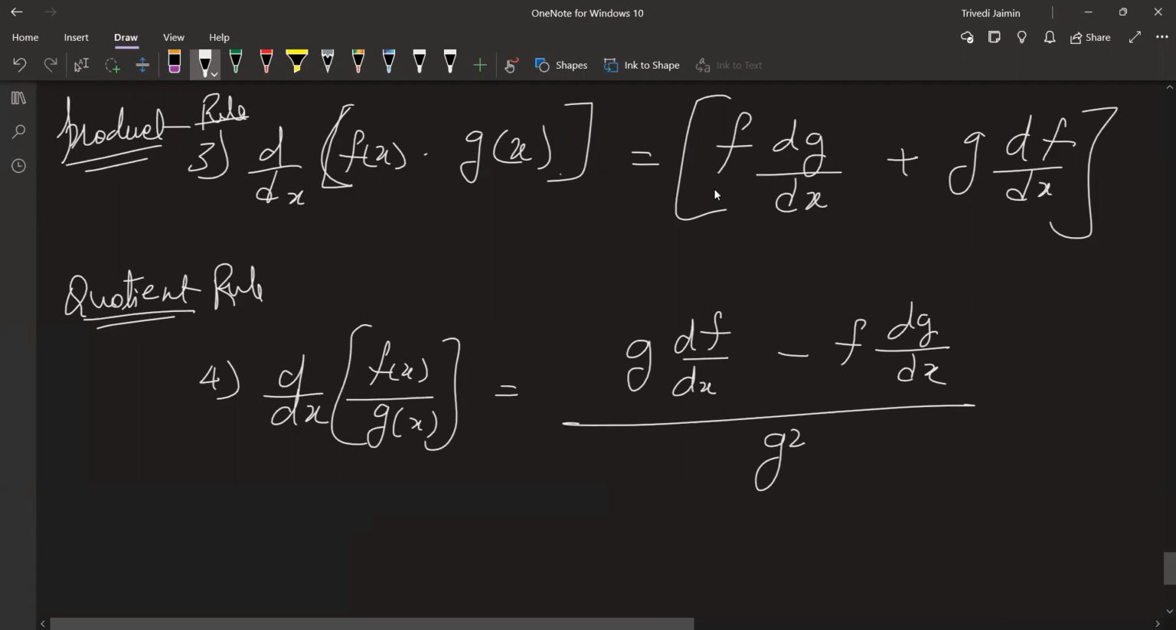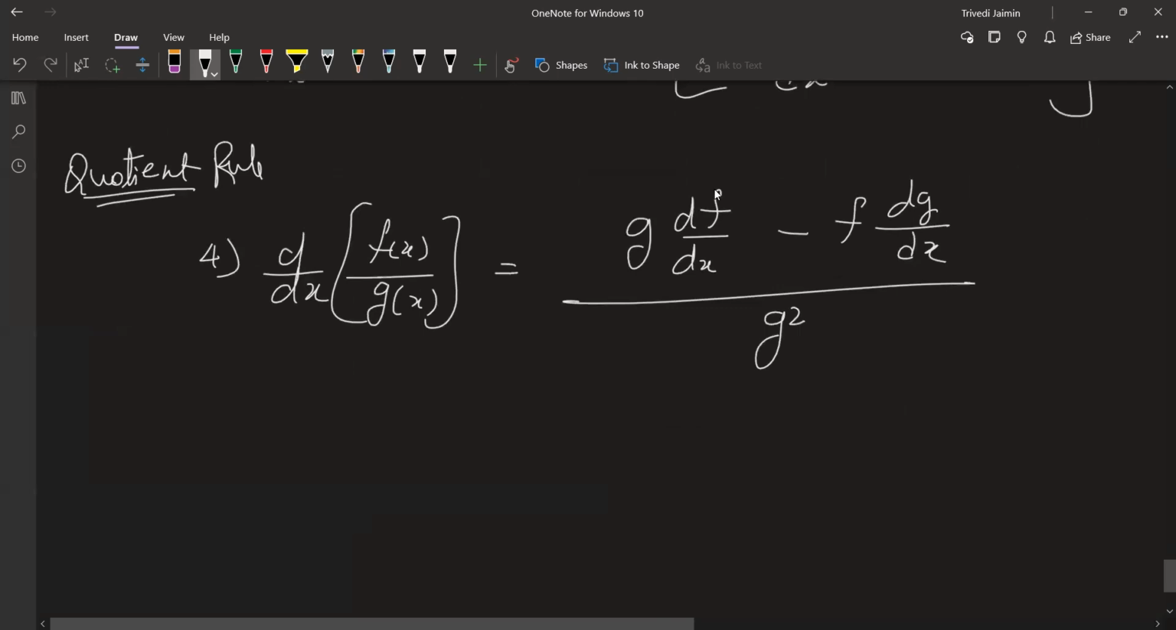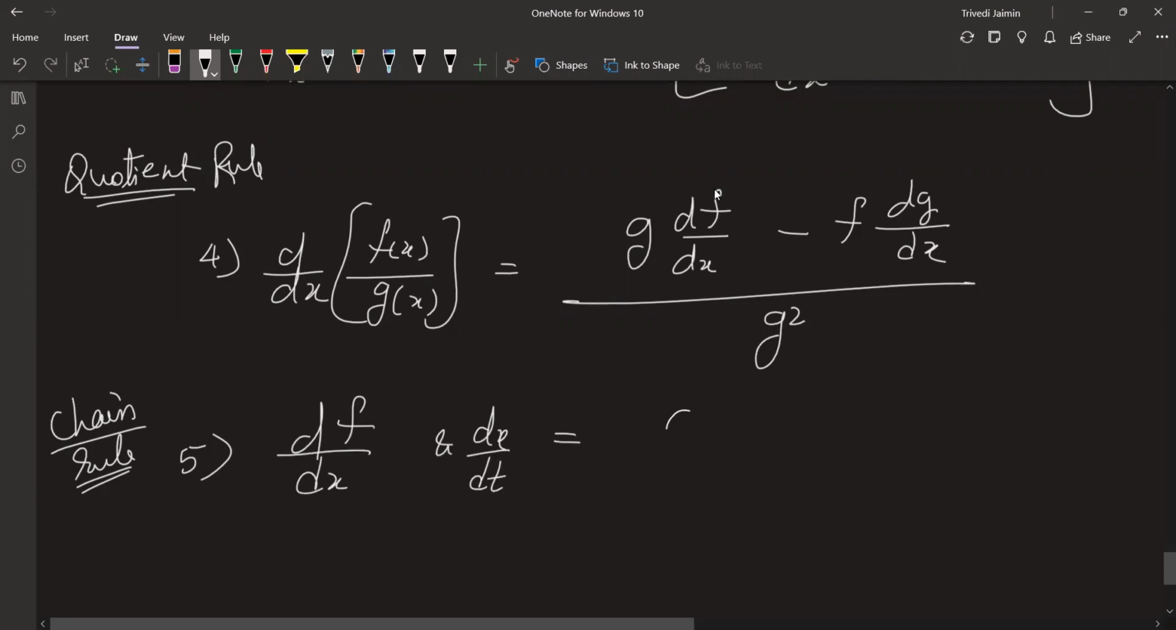And next, last one, which is most important, which is chain rule. We have a function like this. F is a function of x and x is a function of t, like that. So df by dx and dx by dt. This is your chain function. If you want to find df by dt, generally we will use this when we are finding acceleration and velocity and all that.